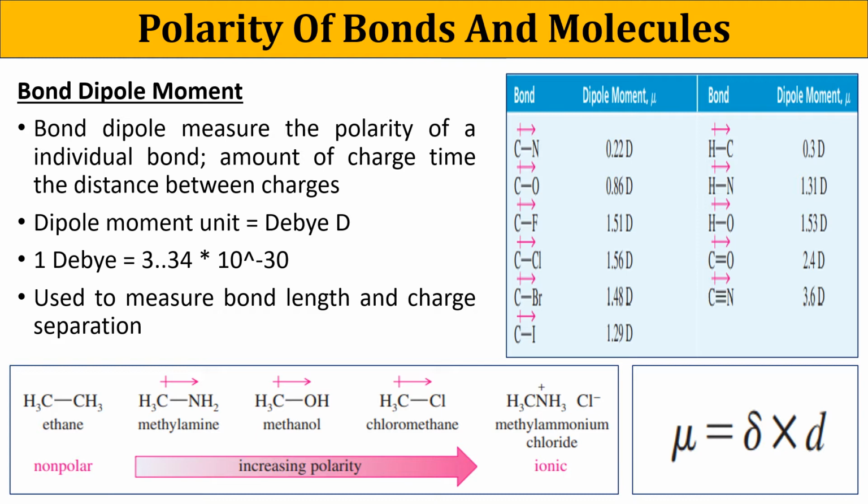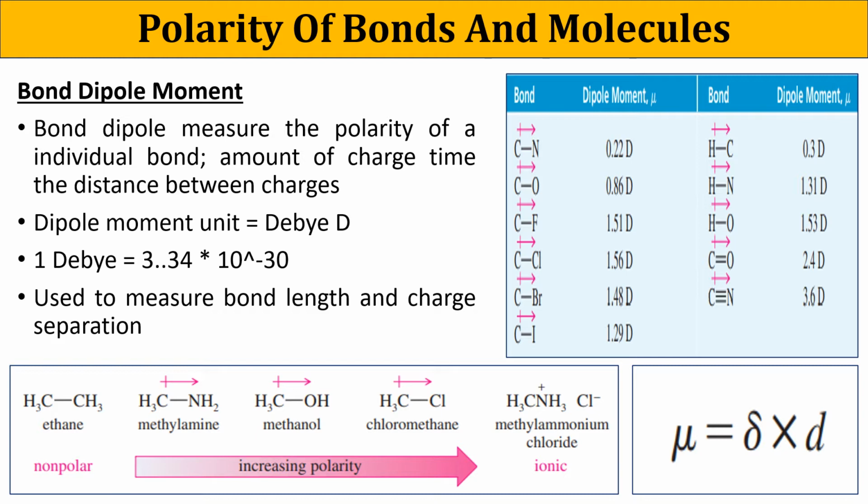The polarity of an individual bond is measured as its bond dipole moment, which is defined as the amount of charge at either end of the dipole and the distance between the charges. Dipole moments are expressed in units of debye, D, where one debye is equal to 3.34 times 10 to the power of -30 coulomb-meters.